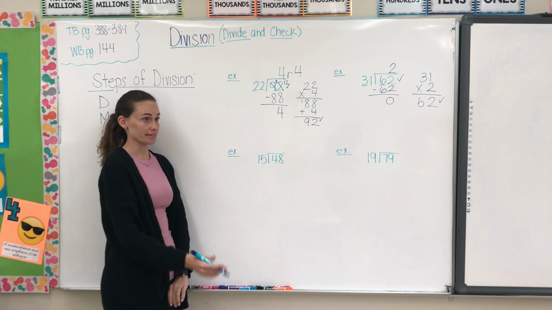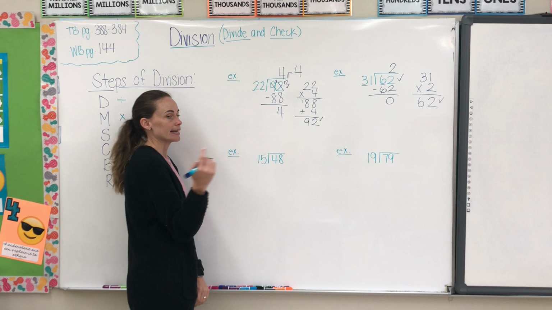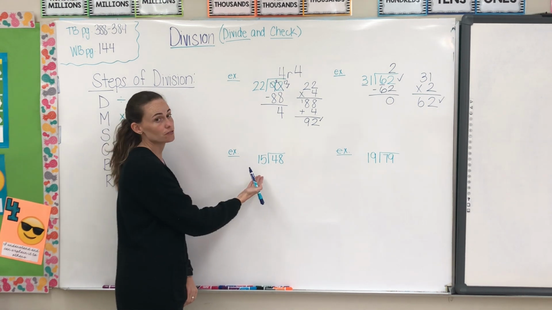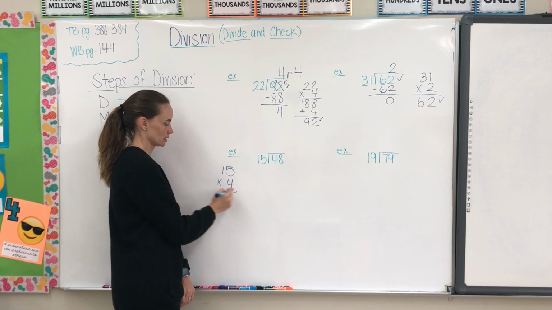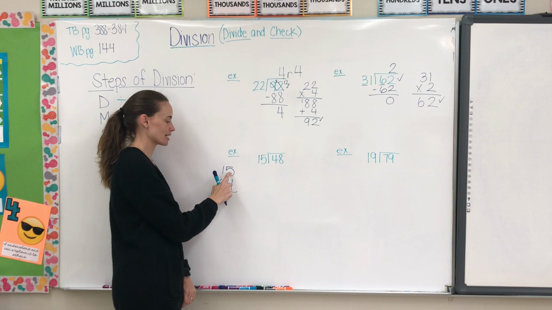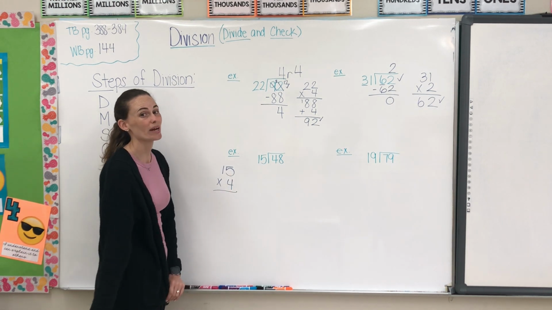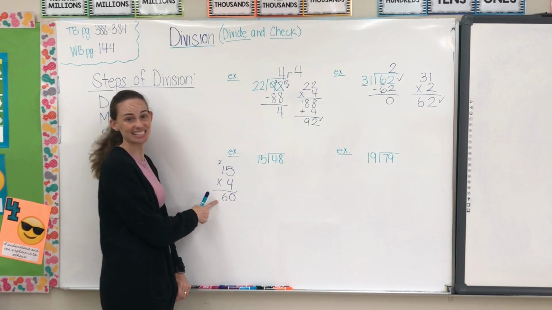Well, 1 times 4 gives me 4, right? Now here's the tricky part. If I do 15 times 4, right? Yes, this 1 times 4 gives me 4. But when I do 4 times 5, I get 20, right? Which would bring a remainder, and it would be 60.